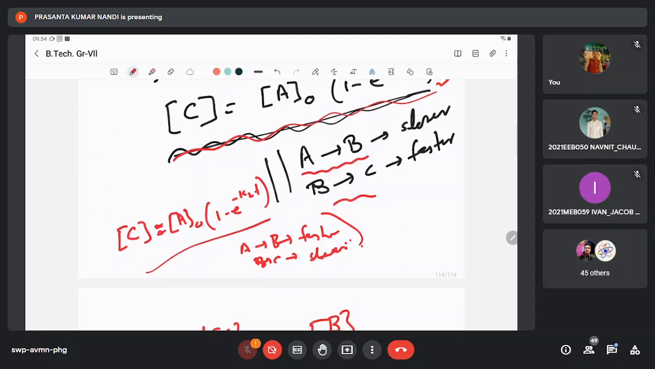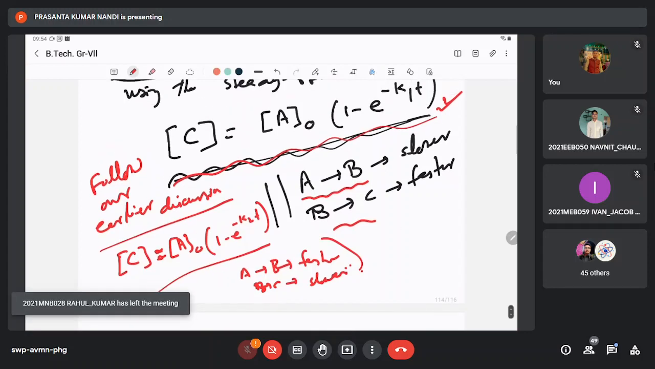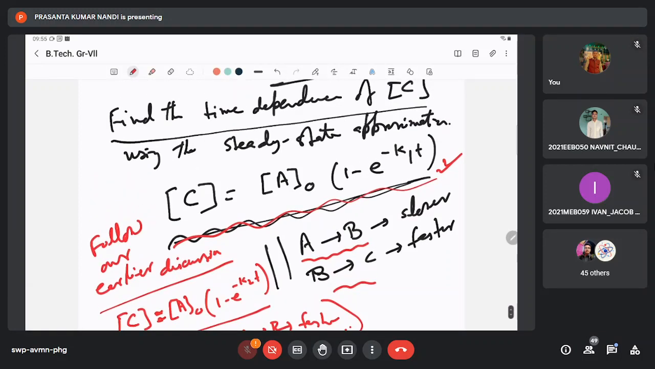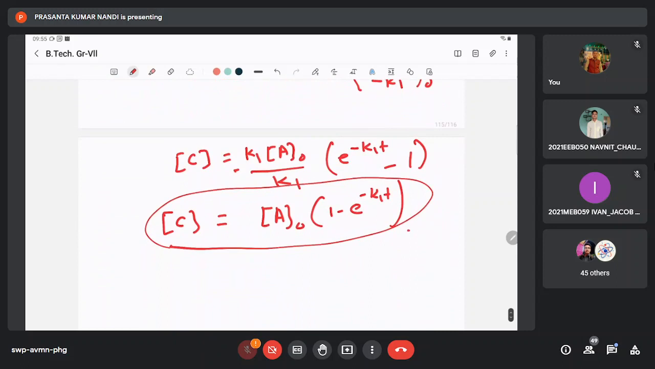This is in our earlier discussion. Follow our earlier discussion. Okay, so you can do that. But this part, using the steady state concept, you get this answer straightforwardly. And how to get it? Very simple derivation. Okay. Do you have any confusion?